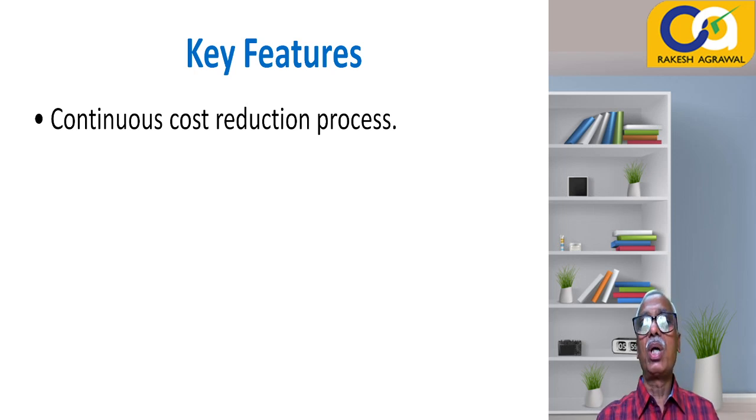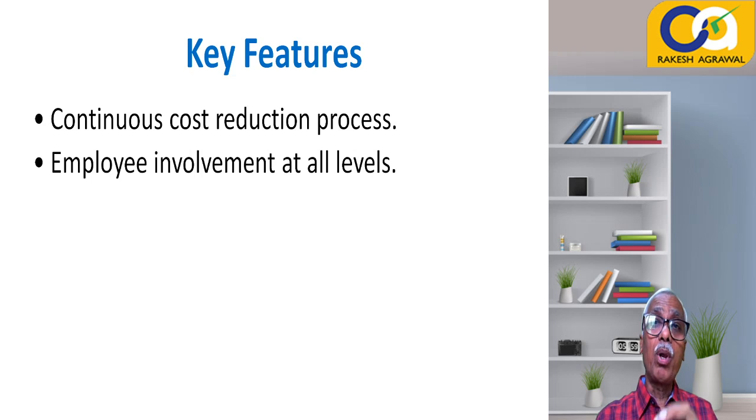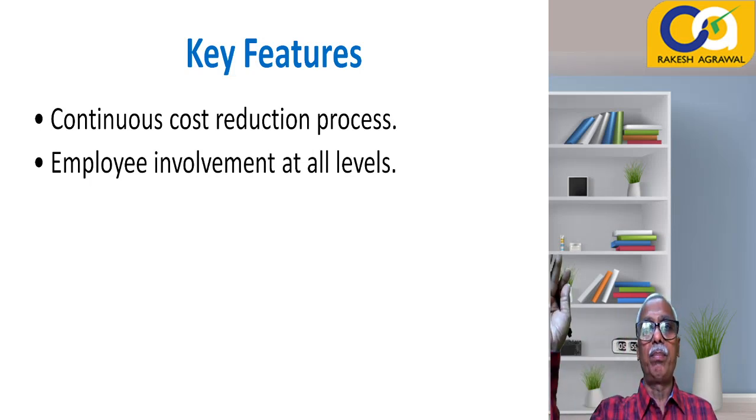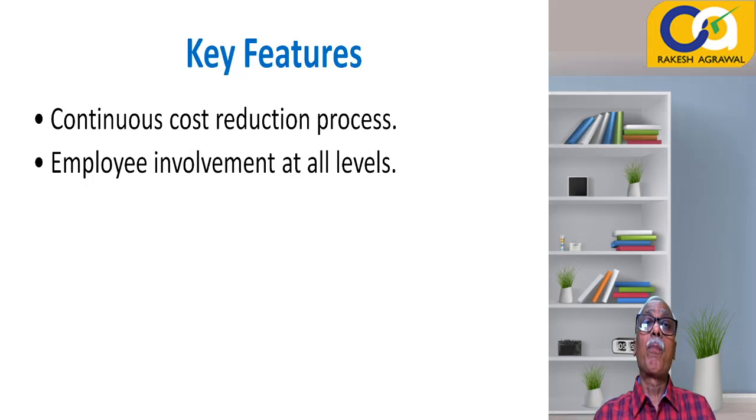Key features of Kaizen Costing. It is a continuous cost reduction process, which we have already seen. Employee involvement is required at all the levels. This technique says that employees at all the levels, from bottom to top, should be involved because they can contribute towards cost reduction and towards improvement in efficiency. So participation of all employees is expected in this technique. Suggestions can come from anyone.